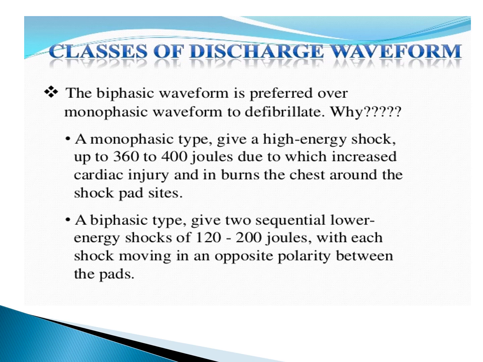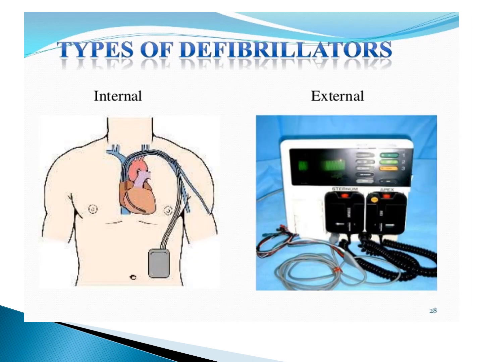So the monophasic type gives a high energy shock, that is 360 to 400 joules. But what will happen? There will be increased cardiac injury, and there may be a chance of burns occurring in the chest. But the biphasic type always uses lower joules, that is 120 to 200 joules, with each shock moving in an opposite polarity between the paddles.